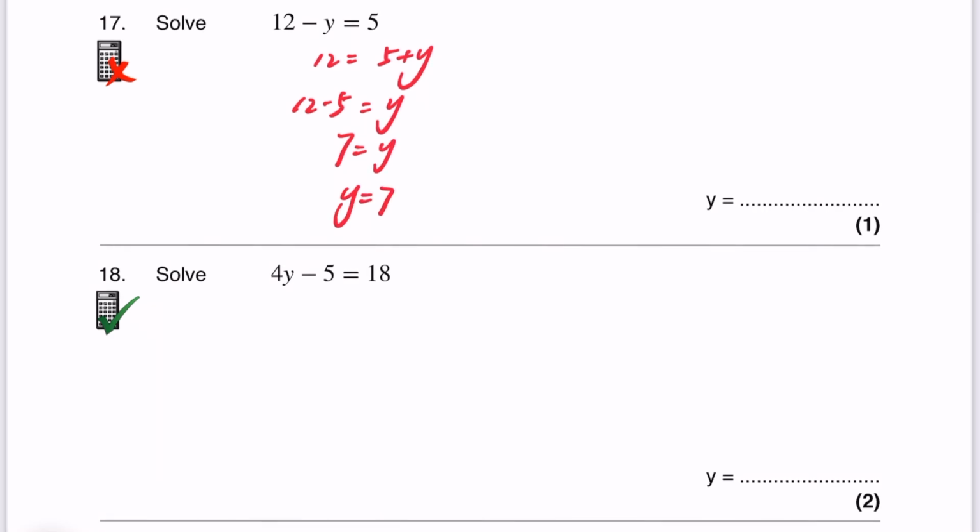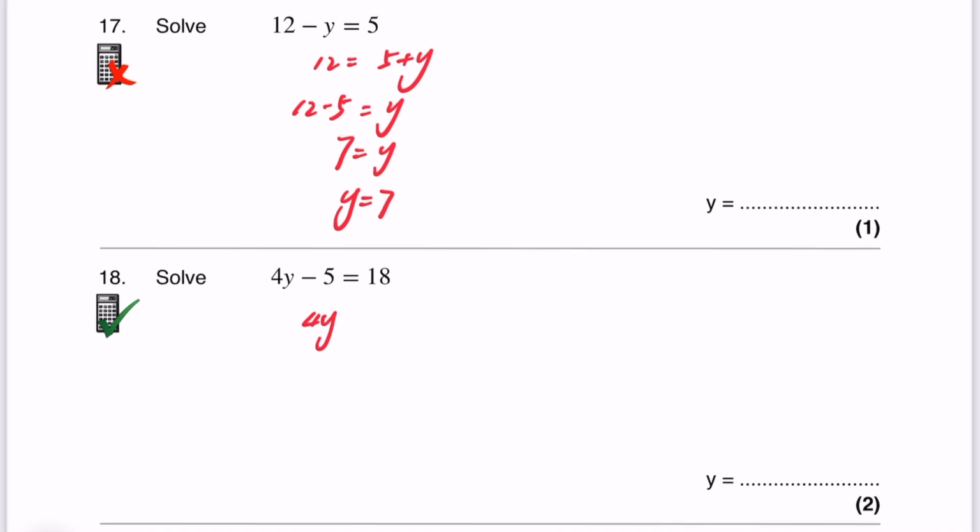Alright, and then let's move on to question 18. 4y equals 18 plus 5. 4y equals 23. y equals 23 divided by 4. And then we can see it's not going to be an integer, so it's totally fine for us to leave it as a fraction. There we go. Unless the question asks you to write it out as a decimal.